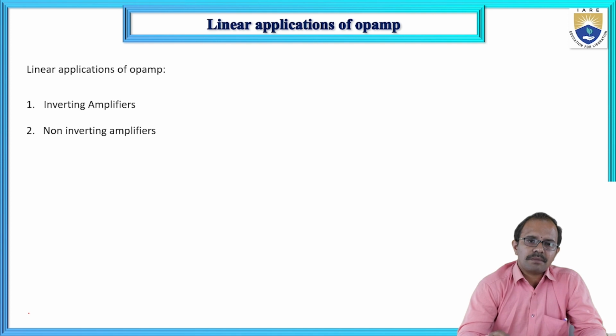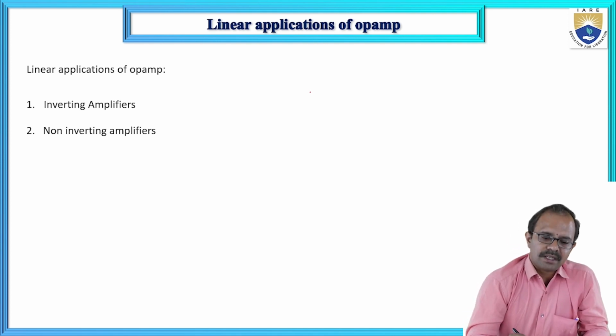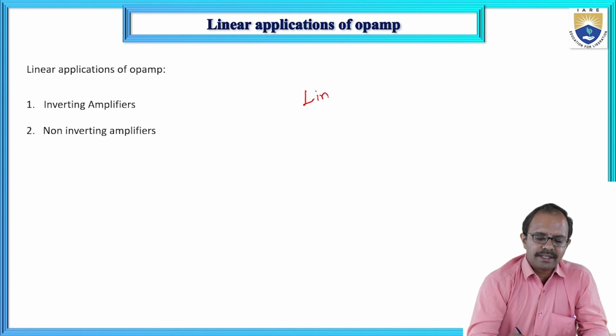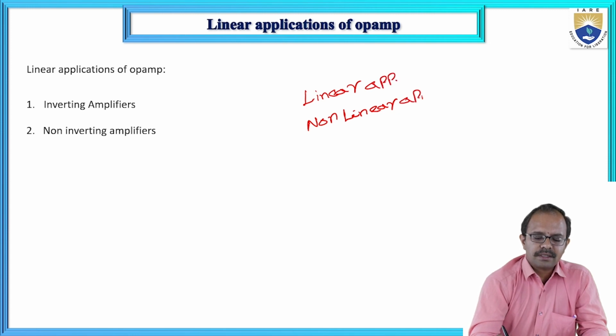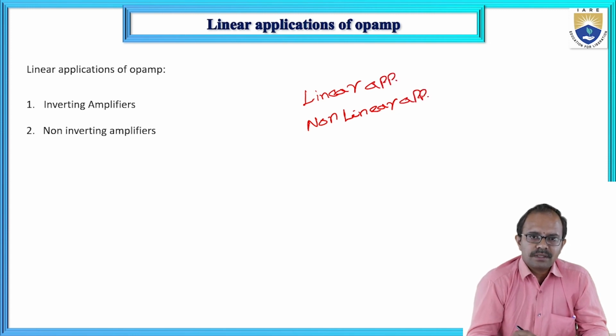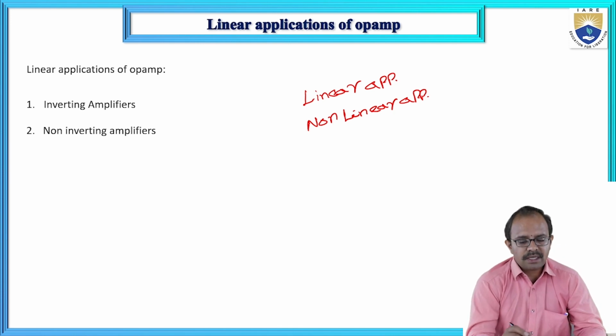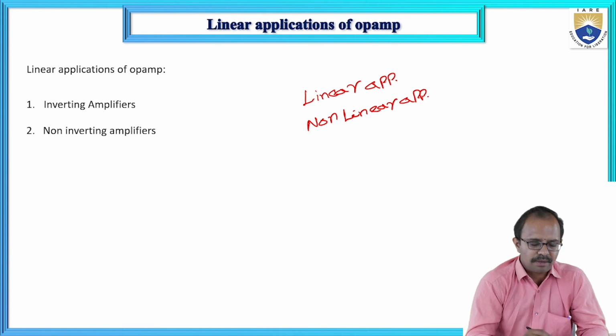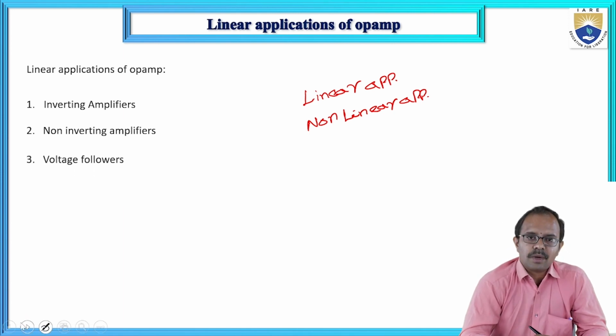These applications are broadly categorized into two types. The op-amp applications are categorized into two types. One is the linear and another one is non-linear. That is, we have both linear applications as well as non-linear applications. This is a broad classification of operational amplifiers. Now we will see what are the linear applications of IC741.